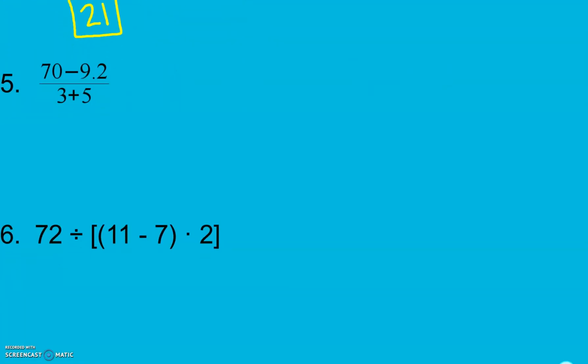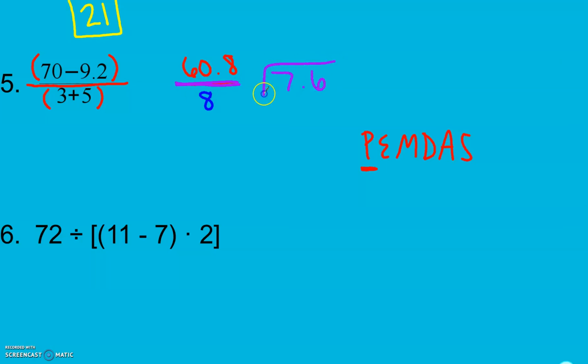Give 5 a try. According to PEMDAS, first thing we're going to do is any parentheses or grouping symbols, which here is my fraction bar. So it's like my numerator is in parentheses and my denominator is in parentheses. In the numerator, I'm going to go ahead and subtract, since that's the only thing in my parentheses, and I get 60.8. In my denominator, I go ahead and add, and I get 8. Now I just have division, so I go ahead and divide, and I get 7.6.